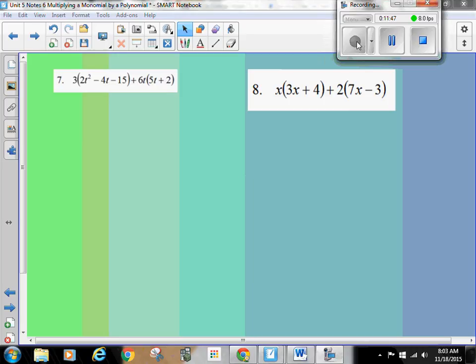Give this one a try all on your own. Again, if you don't want to multiply it all out by showing it on each term, you don't have to. You can just jump right to what it's multiplied to.